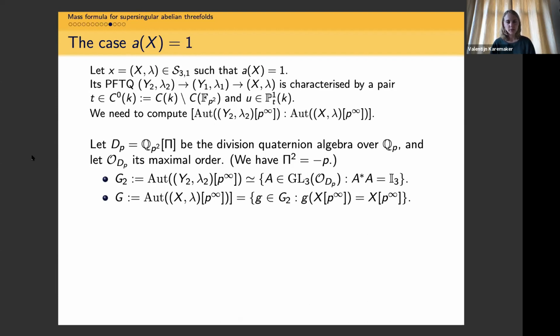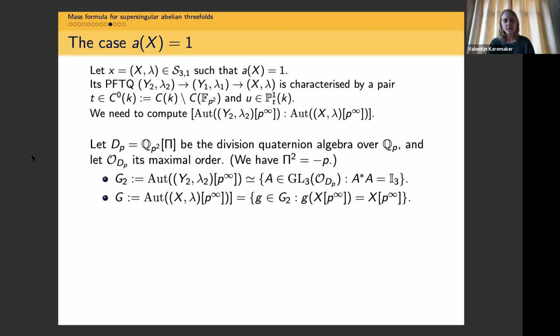Now this division algebra has a canonical involution, that's star. And then we can show that G2, the automorphism group for Y2, is a matrix group, so of unitary matrices over ODP, 3 by 3. Or, well, call them unitary. So A star A is the identity. And then G, the automorphism group for X, are just the elements inside this G2 that send the p-divisible group of X to itself.